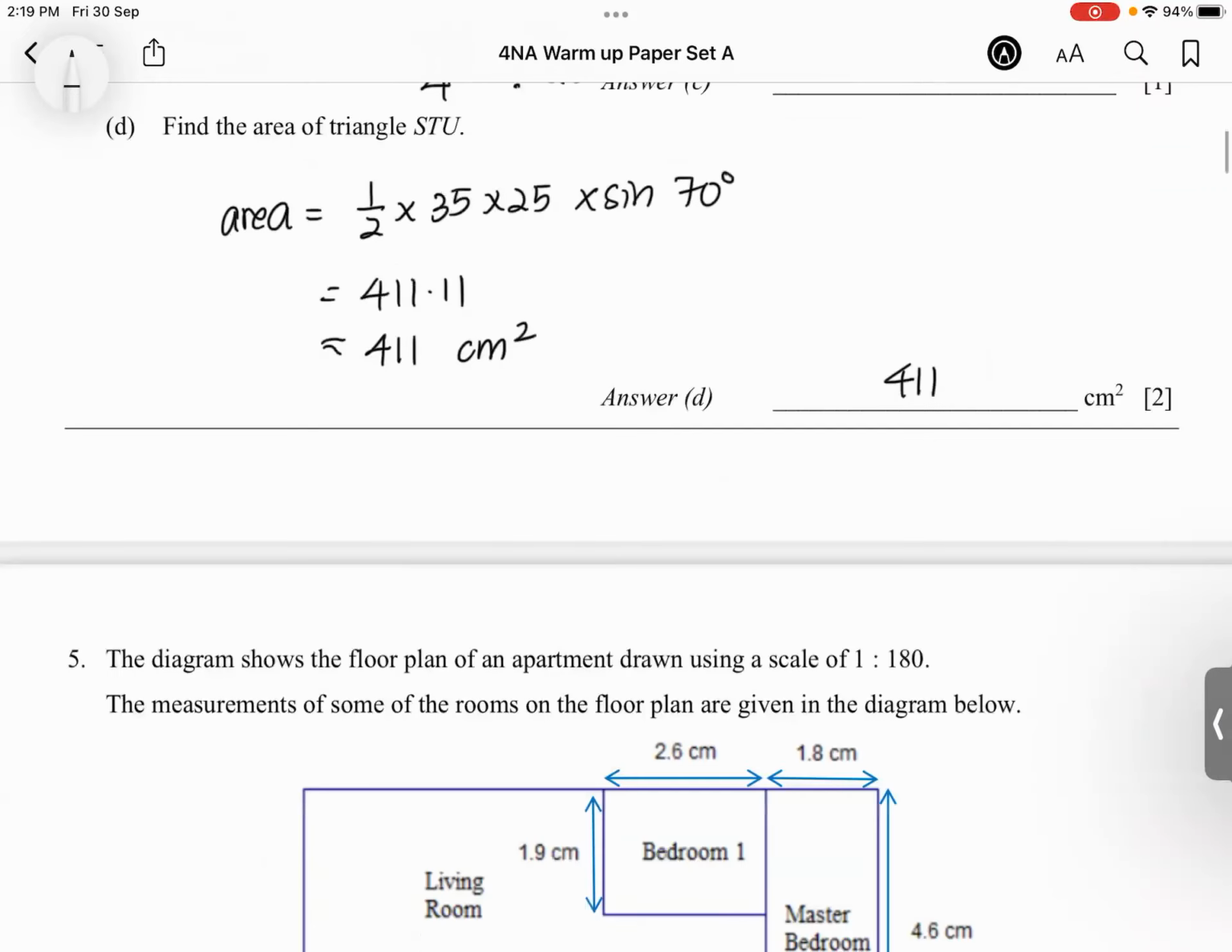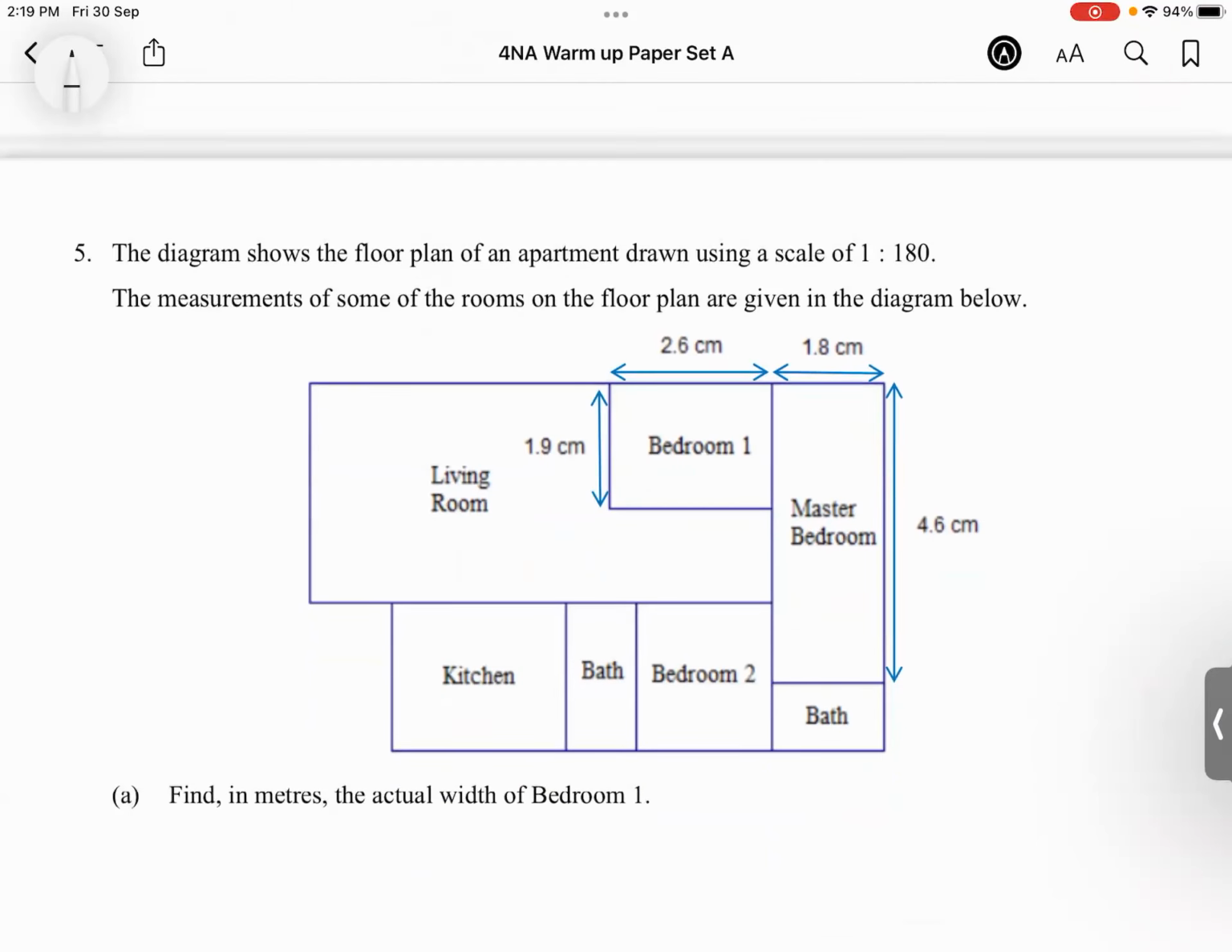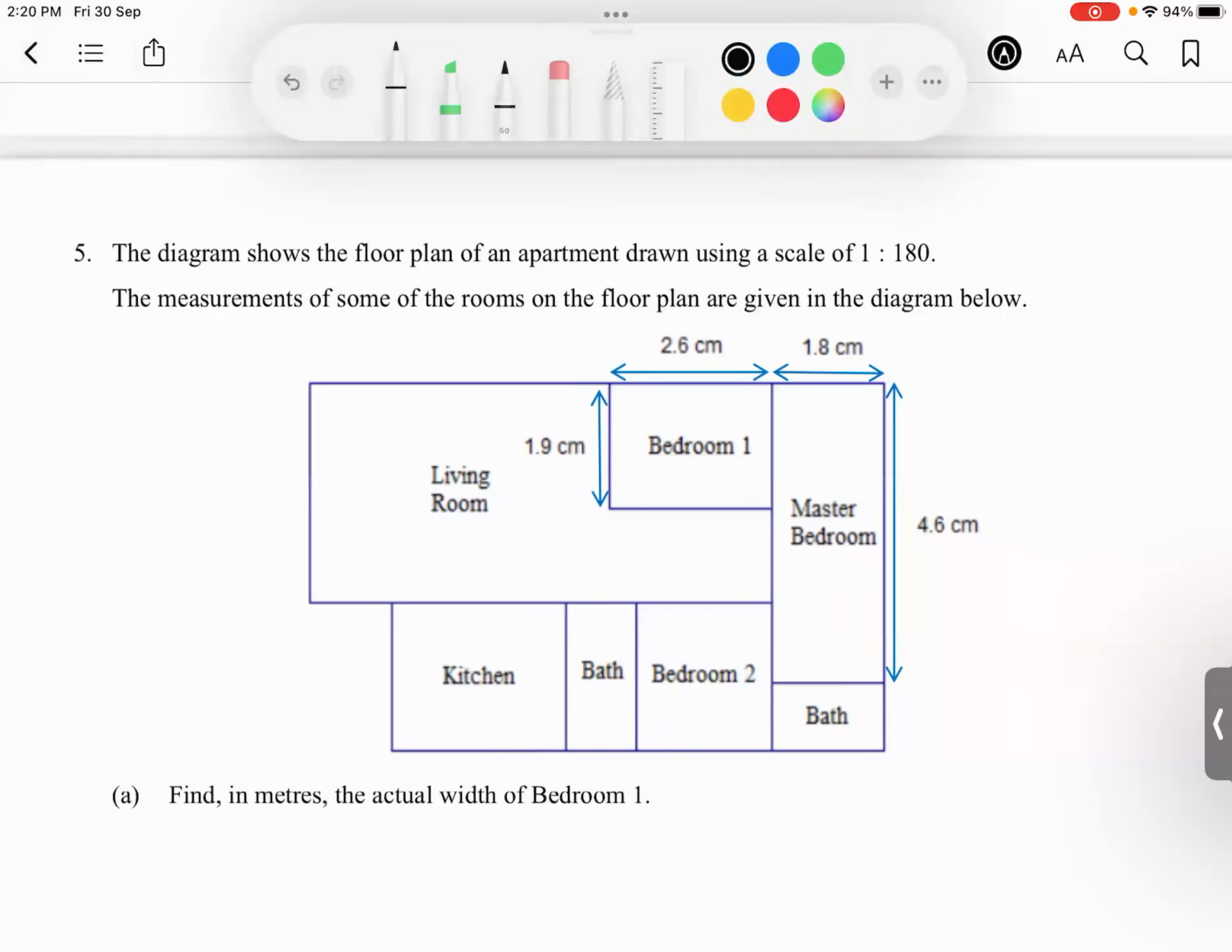Next one. Now, a lot of students always jump into this and then they only look at the numbers, but they never read the question in detail. Good, I see your thumbs up. Thank you. You need to read the question in detail. The questions have a scale.